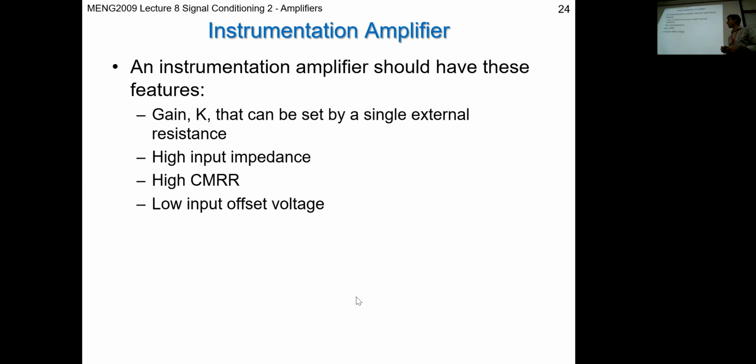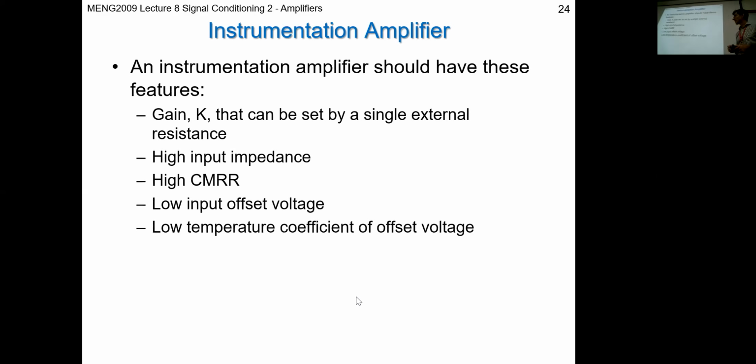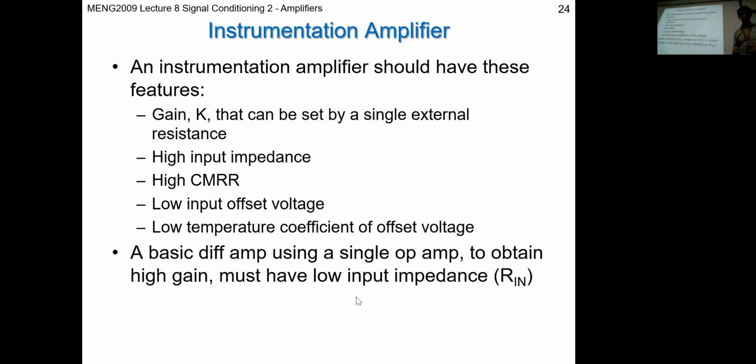It also has a low input offset voltage, and low temperature drift characteristics. These indicate sources of uncertainty or error in your amp. Ideally you have zero in both of those cases.